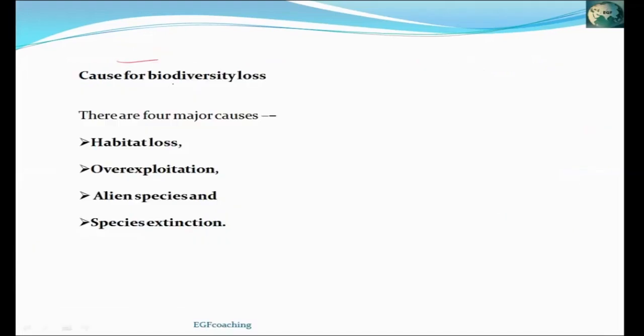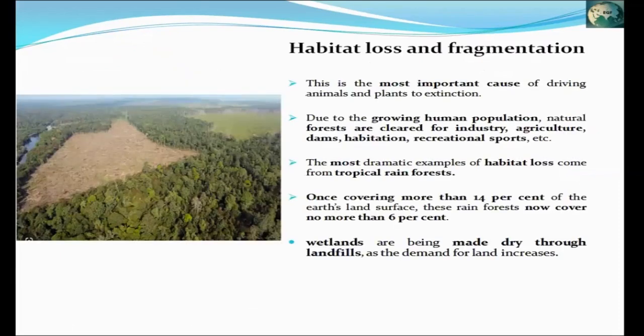Now, causes of biodiversity loss. There are 4 main causes. First one is habitat loss, then overexploitation, alien species, and species extinction. So the first one is habitat loss and fragmentation.